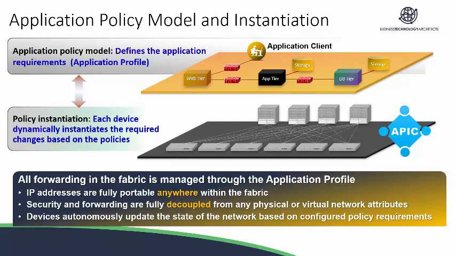A bridge domain will be automatically available via SVI to all points on the fabric itself, but that physical switch is going to need an individual switch profile for connectivity, since it will actually connect to individual switch ports. All forwarding in the fabric is managed through the application profile. So IP addresses are fully portable anywhere within the fabric. Security and forwarding are fully decoupled from any physical or virtual network attributes. And the devices autonomously update the state of the network based on the configured policy requirements.